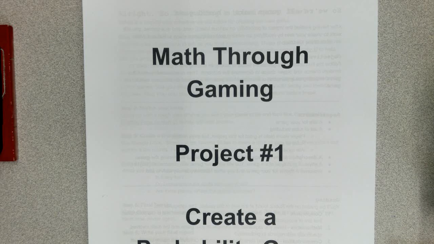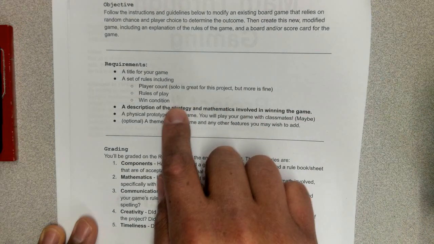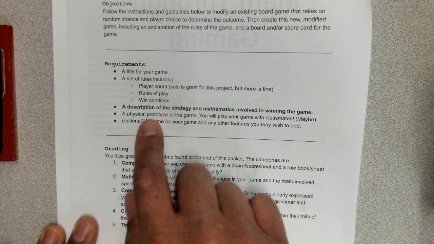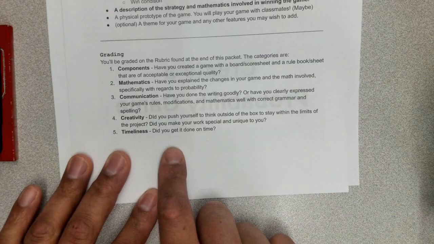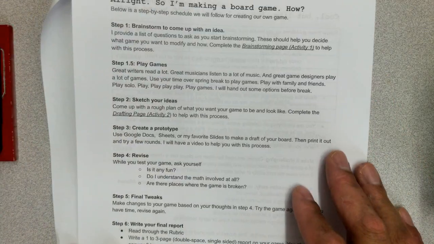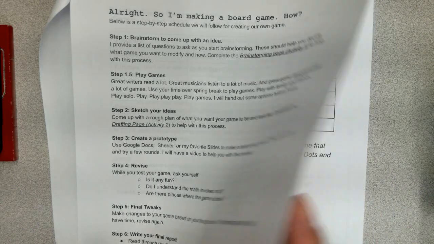Now, in class, theoretically, we have already discussed the brainstorming phase of this. So we've read through what the expectations are. We talked about how we're going to make a game that's going to have a set of rules and some way to win it. We're going to give it a title. We're going to tell about the strategy and math. And we've talked about all the different ways it's going to be graded. We talked through these guidelines about how to make it happen, the step-by-step instructions, which is what we're going to be going through in these videos.